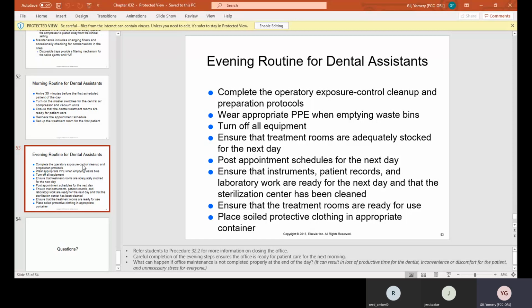So make sure that you have enough cotton rolls, enough gauze, enough anesthetic carpules, tongue depressors, Q-tips, and floss, that everything that should be in your drawers is in your drawers. You don't want to be rushing the next day to get all that stuff done, and you don't want to be in the middle of a procedure, open a drawer, realize that you're missing something, and have to get up during the procedure to go get that.